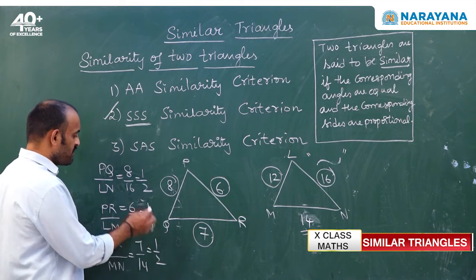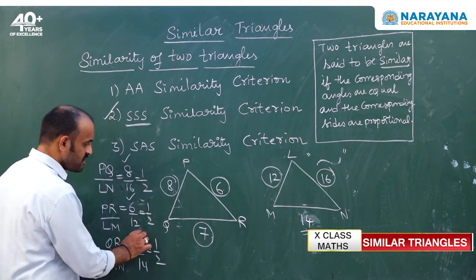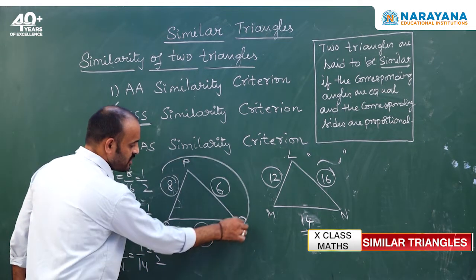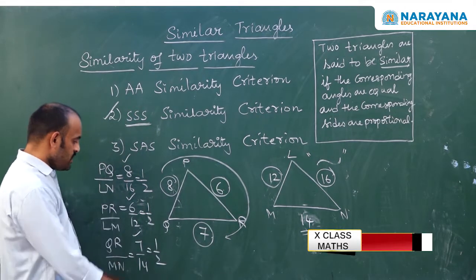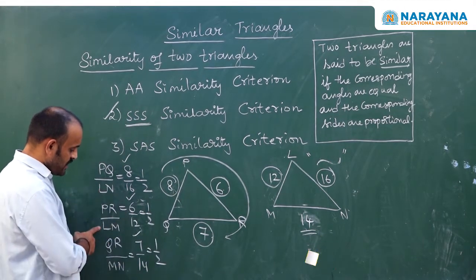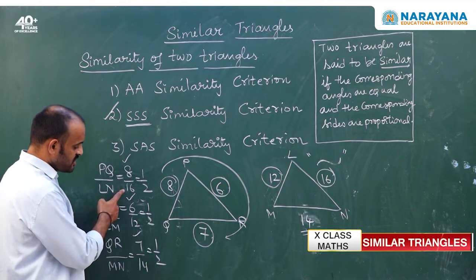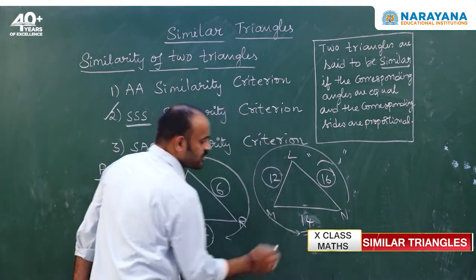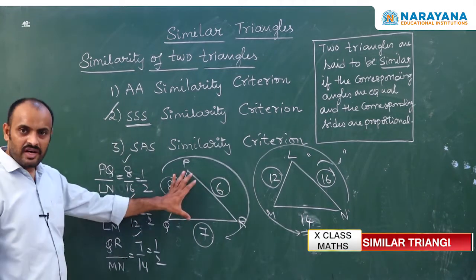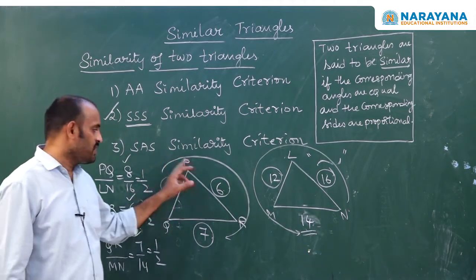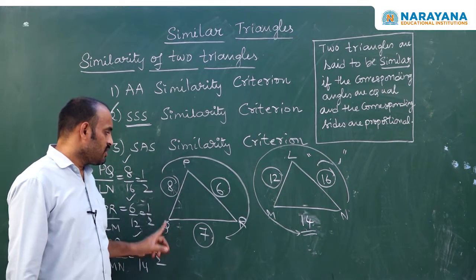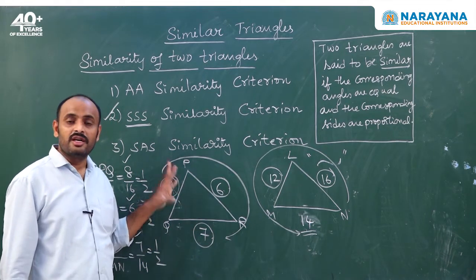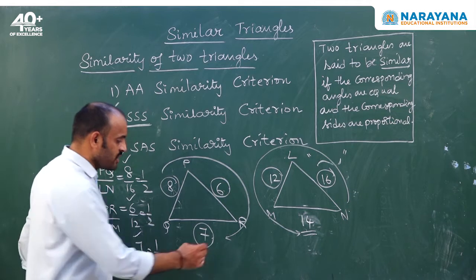See, we have considered 8, 6, 7, in this order I have started. On the other side, LN, LM, MN: 16, 12, 14, in this order. So, the left hand side you can write in any way, either PRQ, PQR, QRP, that is your choice. Corresponding to that, on the right hand side you need to write.